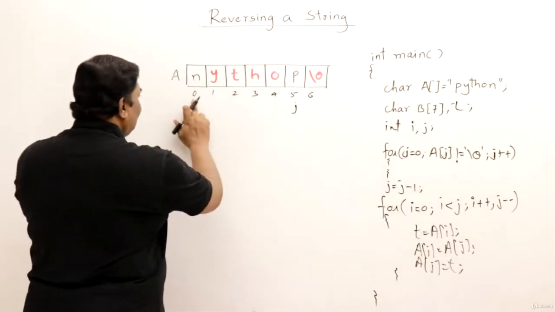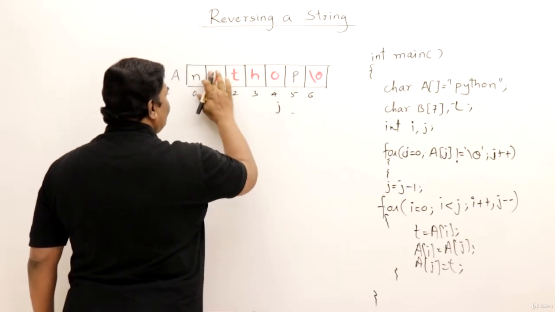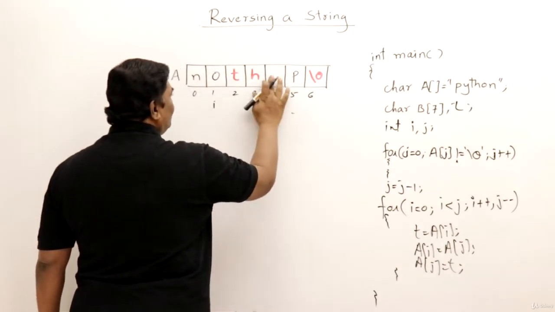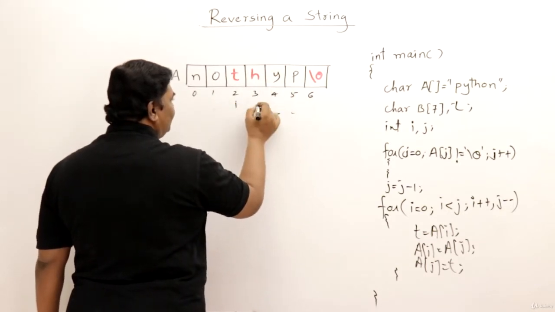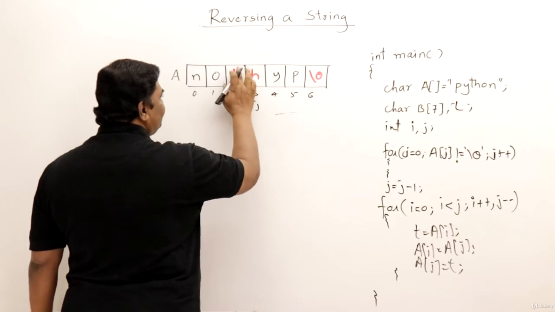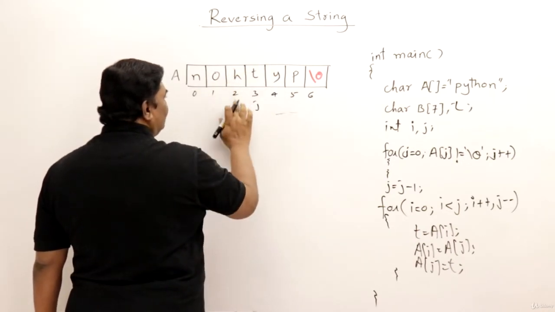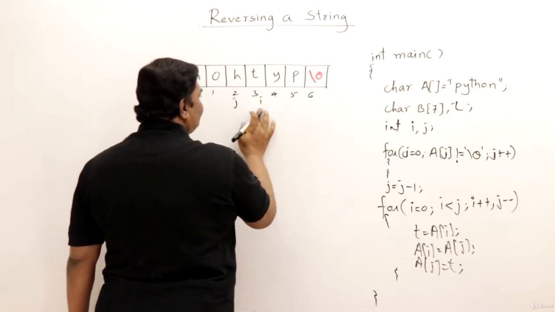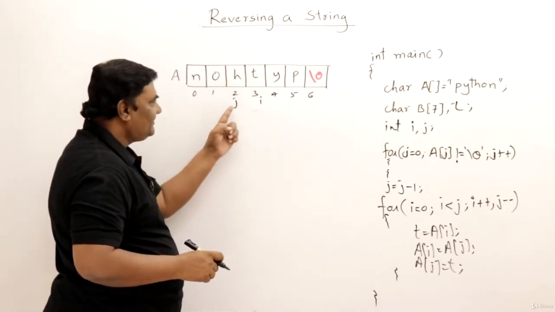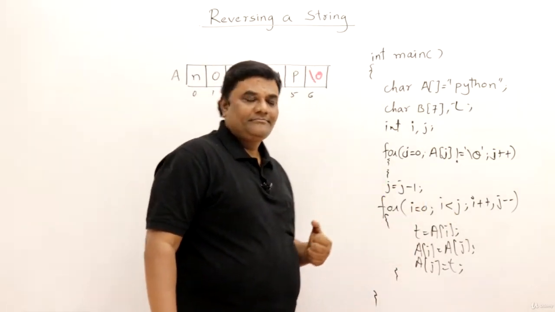So let us do it. Next I will increment and J will decrement. So O comes here, Y goes there. Then I increments and J decrements, so interchange this. H comes here and T goes there. Then I increments and J decrements. Now stop, because I has become greater than J. So this will continue as long as I is less than J.